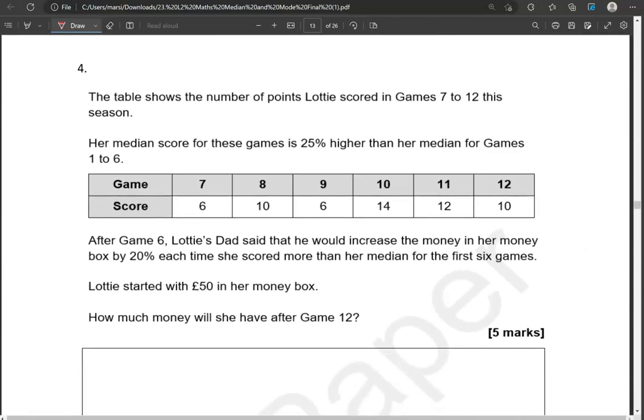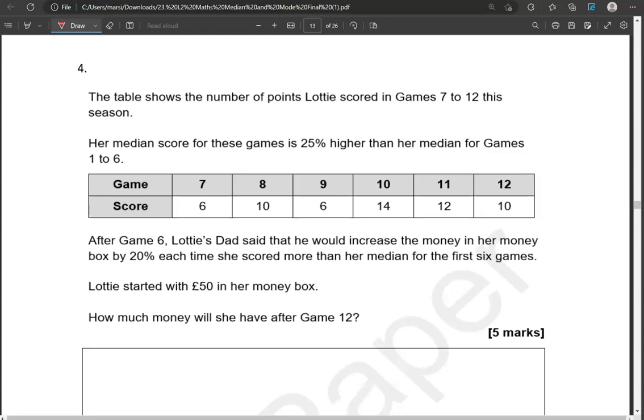The table shows the number of points Lotte scored in games 7 to 12 this season. Her median score for these games is 25% higher than her median for games 1 to 6. After game 6, Lotte's dad said that he would increase the money in her money box by 20% each time she scored more than her median for the first 6 games. Lotte started with £50 in her money box. How much money will she have after game 12?